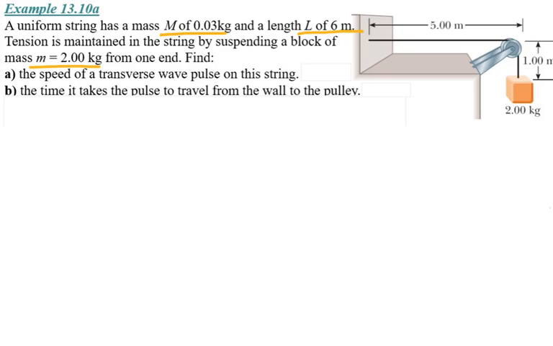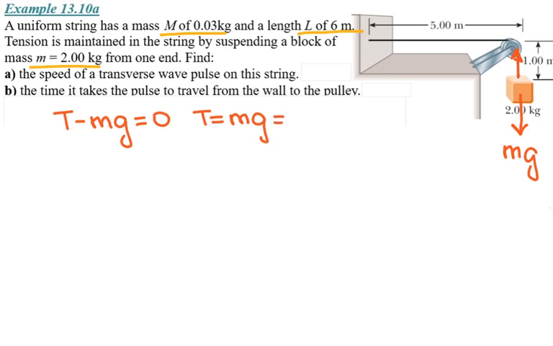So at first I'm going to write all the forces acting on the mass. So I have mg and I have tension. So F net is equal to ma, so the tension minus mg is equal to 0. So the tension is equal to mg and equals 20 newtons, because the mass of the hanging mass is given as 2 kilogram. Then I can find the speed.